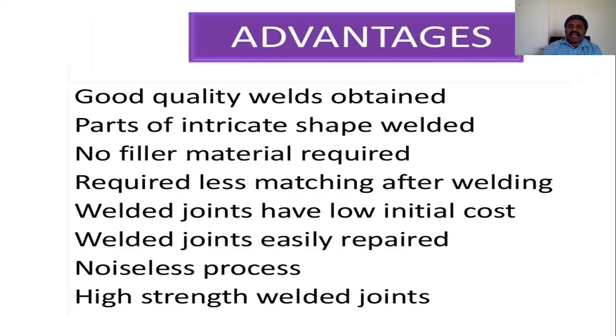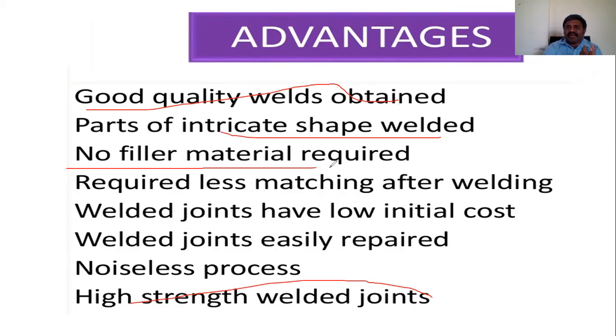Among the advantages, a good quality weld is obtained, and we get greater strength, a high strength weld joint, and a part of an integrated shape is welded. There is no filler, because we are not using any gases or rods. So no filler material is required. Just by using a hammer, or with pressure, we can go with the welding.